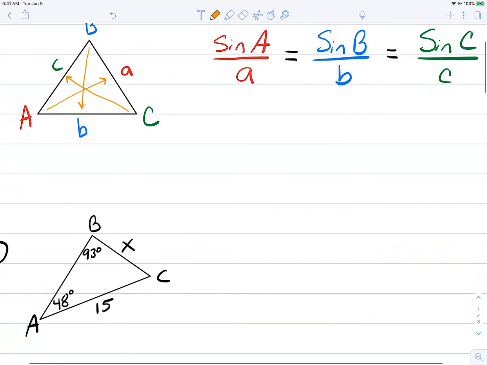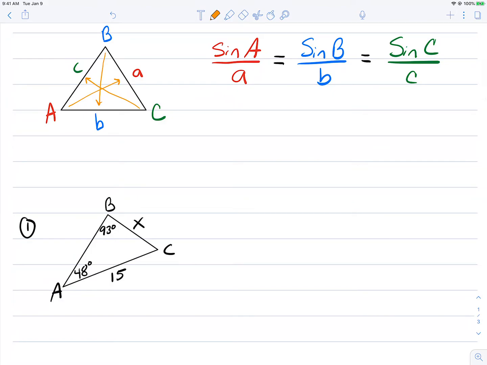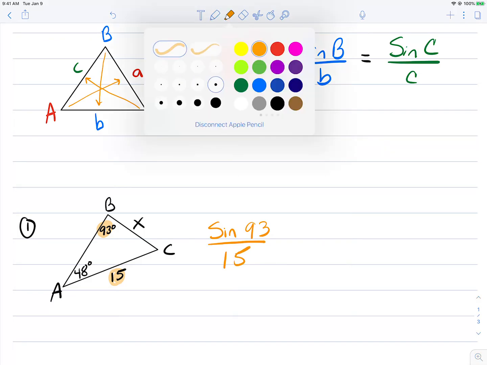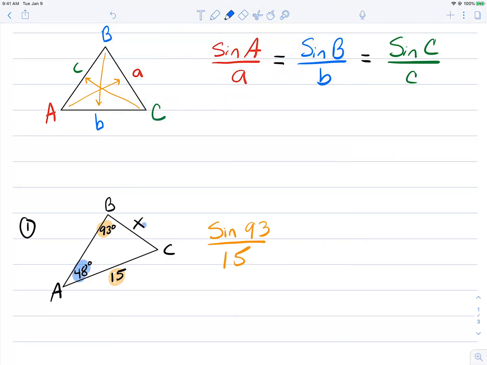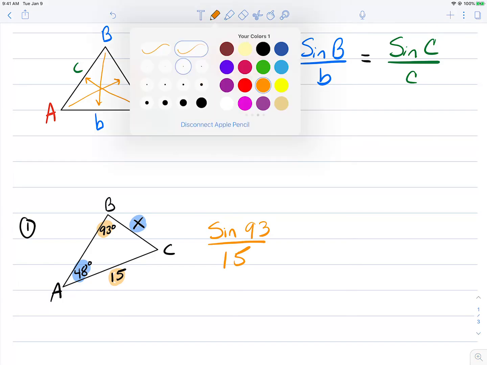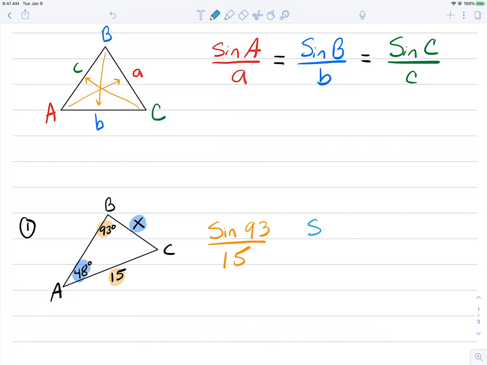So let's look at problem number one. On here we have angle A is 48 degrees, its opposite side is unknown. Angle B is 93 degrees and its opposite side is 15. So if we first started off with the 93 degrees and the 15, because we know all of that, we can write the sine of 93 over 15. So that's our first ratio. Then we can take our 48 degrees and its opposite side, and we can write our second ratio, which is the sine of 48 over x.